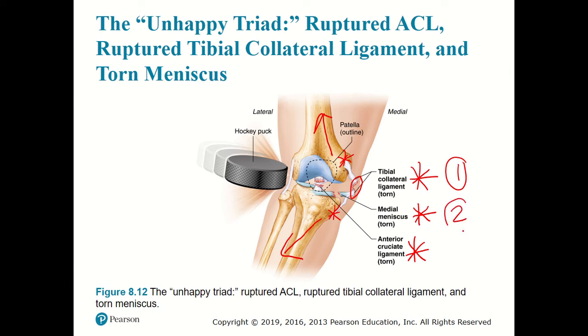Number two of the unhappy triad we see is the medial meniscus, right? So this meniscus is actually found right here in the middle of the knee, right?